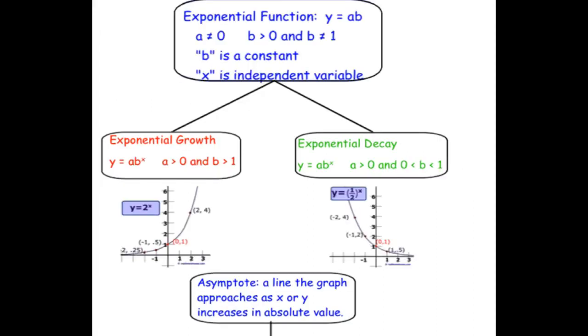All right. The next piece is just kind of a summary of what we've been talking about. There is a little typo. This should have a little x up here as an exponent. So if you could fix that on yours. Should be y equals a times b to the x power.